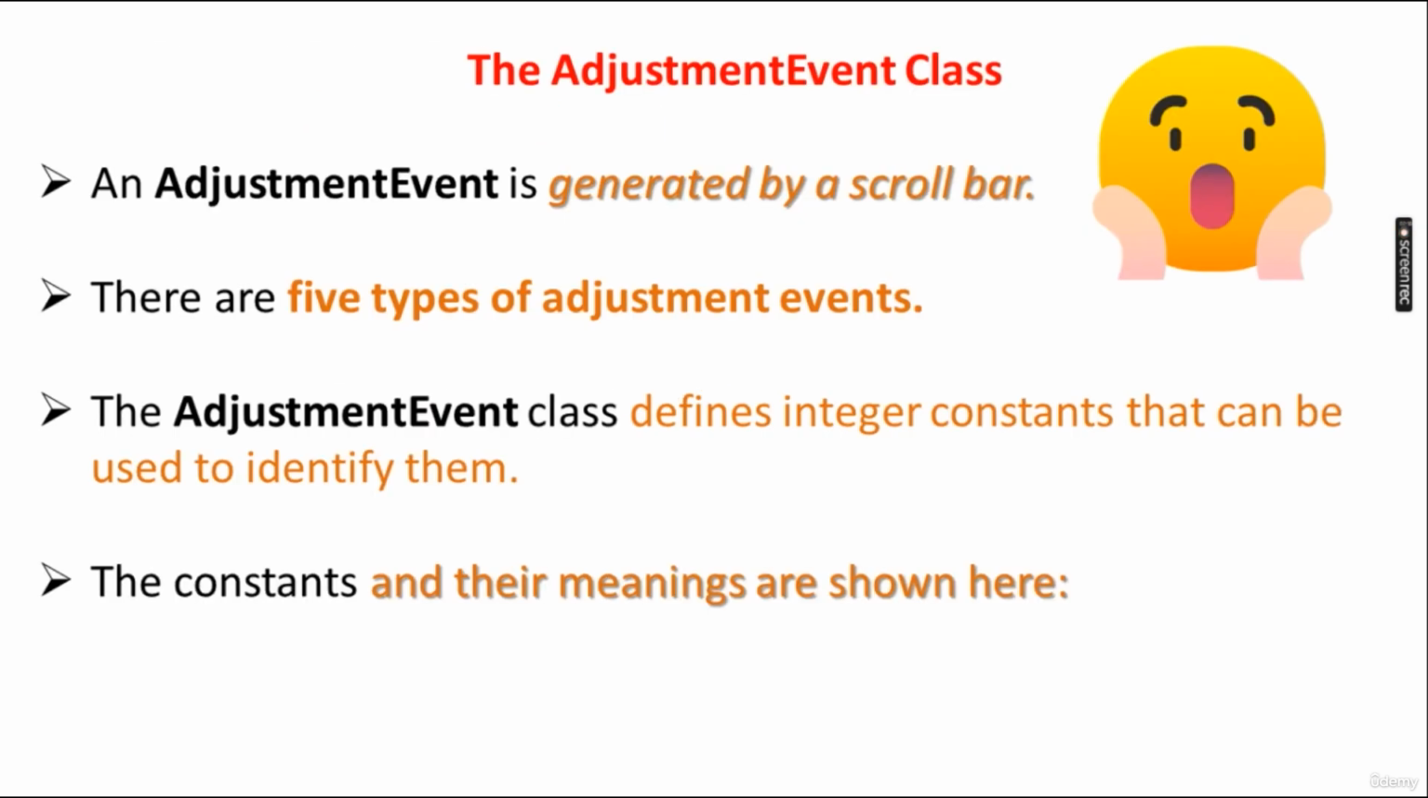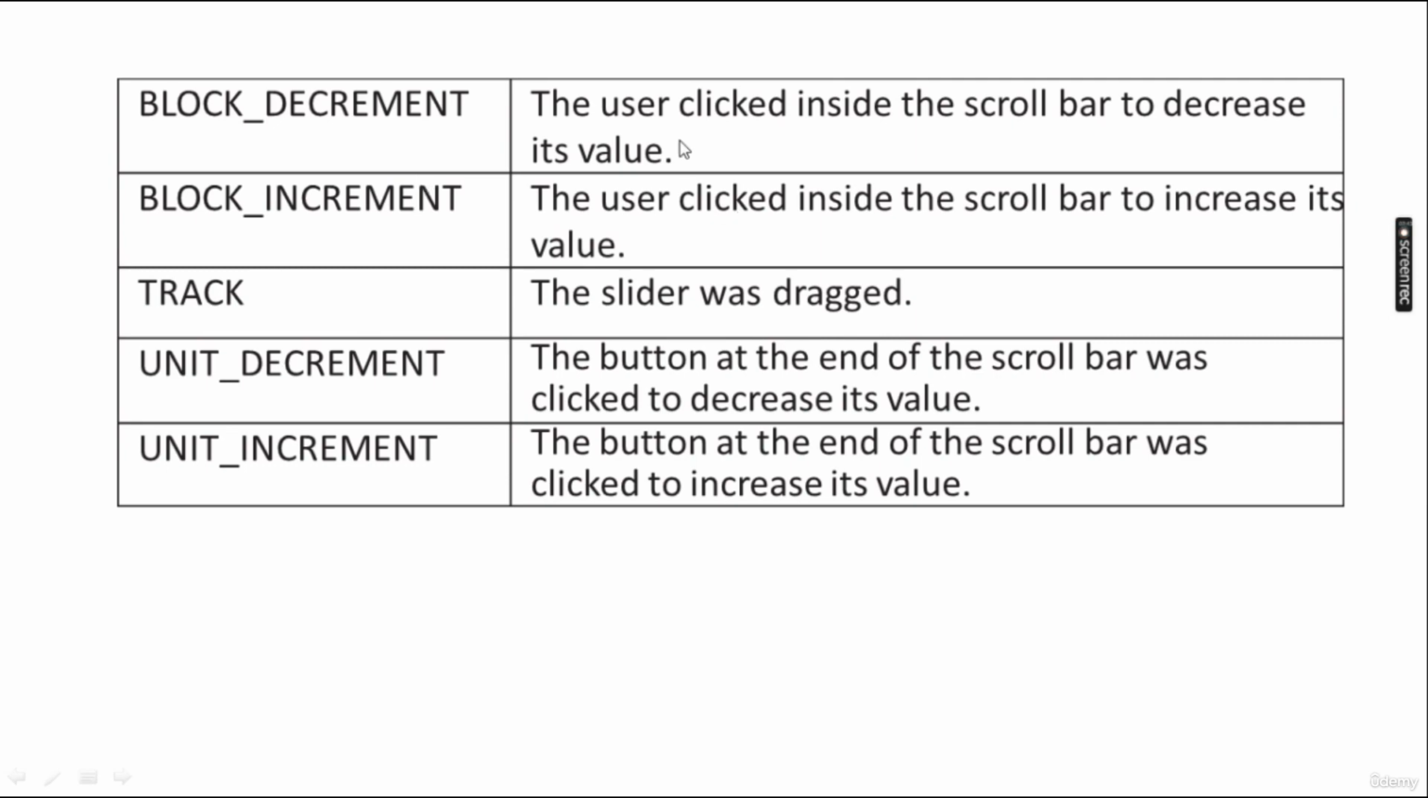Then the AdjustmentEvent class is generated by a scroll bar. Okay, five types of adjustment events are there. The AdjustmentEvent class defines integer constants that can be used to identify them. So each constant is different and you will identify using this constant which adjustment event was generated. Okay, so the constants and their meanings are: BLOCK_DECREMENT, when the user clicks inside the scroll bar to decrease its value. Okay, BLOCK_INCREMENT, the user clicks inside the scroll bar to increase its value.